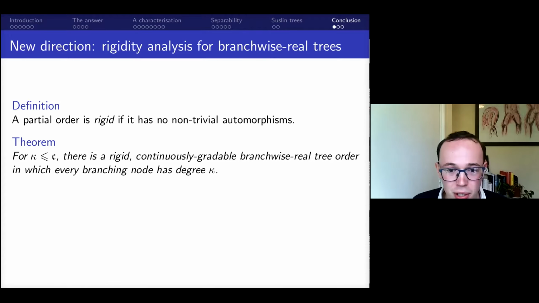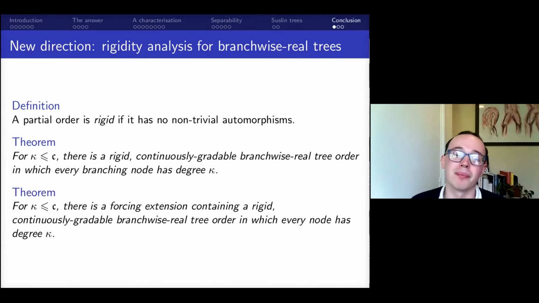And then the final thing I'm trying to mention is that we might think about making this stronger. What if we ask, in addition, that not only every branching node has degree kappa, but that every node is branching and has degree kappa? So somehow we have this tree which is just branching everywhere all the time. Can we find a rigid one of those? Well, we can certainly force one. So there is a forcing extension containing a rigid, continuously gradable, branchwise-real tree order in which every node has degree kappa. I found this a bit surprising. I think it's quite cool. I'm not sure yet whether it's consistent that these don't exist, but certainly we can force them.